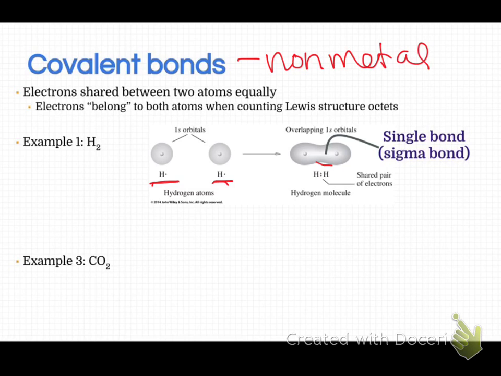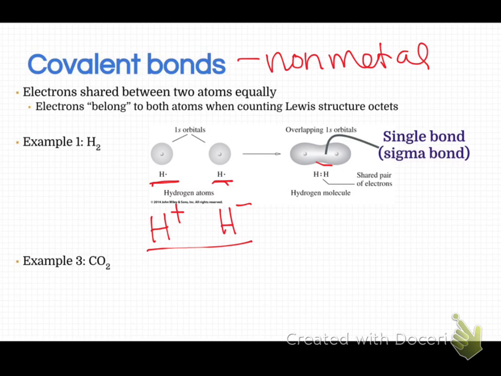So here, for example, we have hydrogen. We can draw the Lewis structure of hydrogen. It's just one dot for each of them. In order to make a stable bond between these two, if one hydrogen gave up its electron to the other one, then it would have a plus charge, and the other one would have a minus charge. And nonmetals don't like that, especially because they're both the same element.